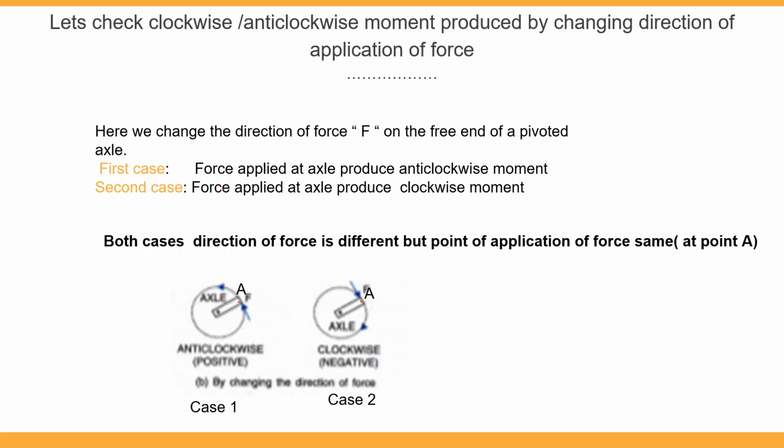In case 1, we are applying force from bottom to top so that it produces anti-clockwise moment. In case 2, we are applying force from top to bottom. So it produces clockwise moment. From this, it is clear that by changing the direction of force, we can change the direction of rotation of body.